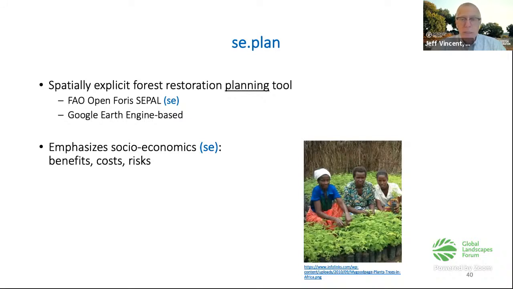As Yelena has mentioned, this tool emphasizes socioeconomics. It integrates socioeconomics with biophysical information. And the inclusion of socioeconomics is another reason for the SE in the name. And by socioeconomics, we mean that this tool incorporates information on the benefits, costs, and risks of forest restoration. And incorporating socioeconomics is important because the land that's available for forest restoration is typically being used by somebody. And restoration is more likely to succeed and be sustained if it makes land users better off. Next, please.